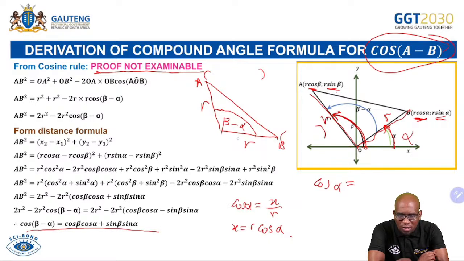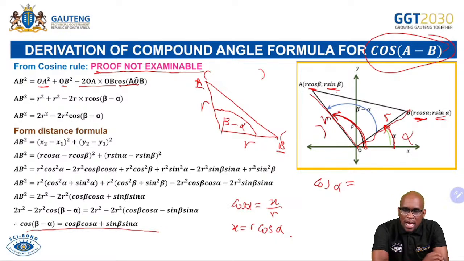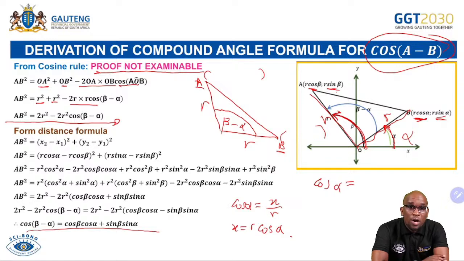So if we use our cosine rule to work out the length of AB, we can see that AB squared is OA squared plus OB squared minus the product of OA and OB times the cosine of the angle AOB. Now, if we substitute, we get r squared plus r squared minus 2r times r, the cosine of beta minus alpha. This lends us here, where we have AB squared is 2r squared minus 2r squared, the cosine of beta minus alpha.